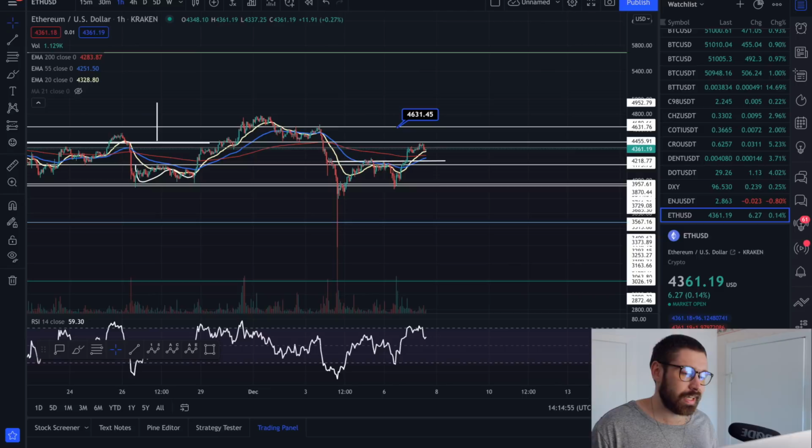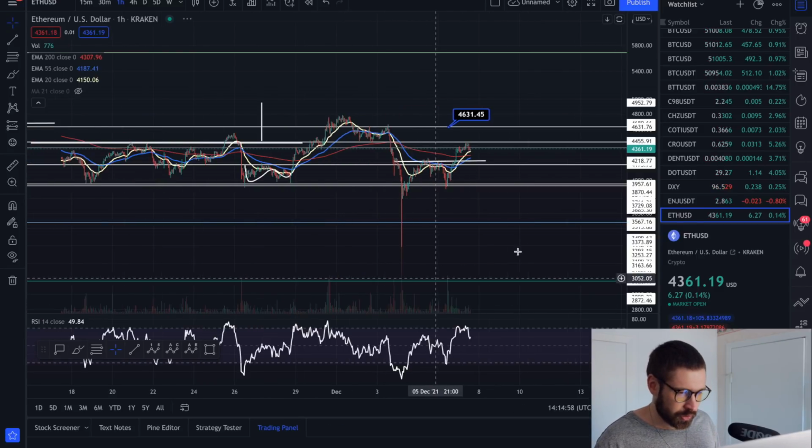So let's look at ETH, guys. So we can see here, I just wanted to quickly show you Ethereum on the hourly.